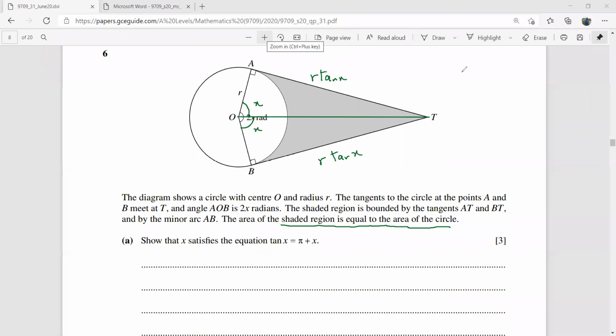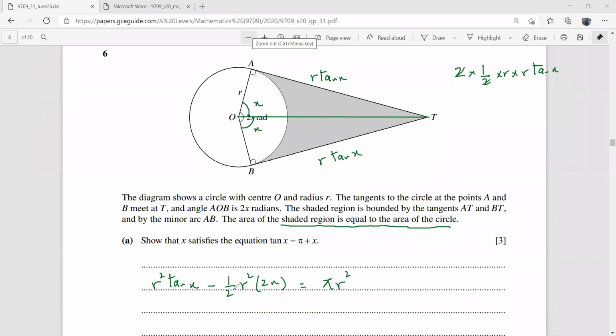So the area of the kite right now is going to be, since there are two triangles, 2 into half into r into r tan x. So this is the area of the triangle, r square tan x. And we'll take this sector out of this kite so that we are left with the shaded area. That is going to be minus half r square theta, that is 2x. This is half r square 2x, and this is equal to the area of the circle, that is pi r square.